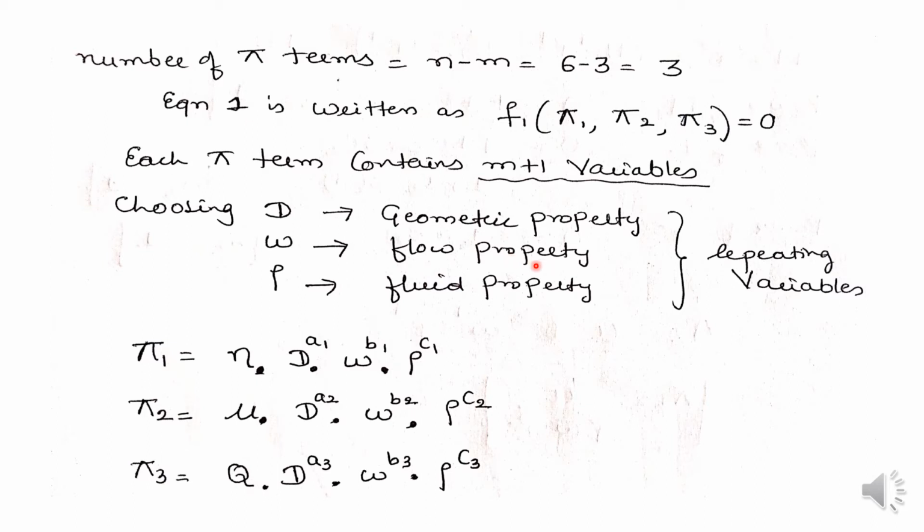So we have selected d, the diameter, as the geometric property, and omega, the angular velocity, as the flow property, whereas the density we are selecting as the fluid property. So now, as already written, each pi term will have m plus 1, that is 4 variables.